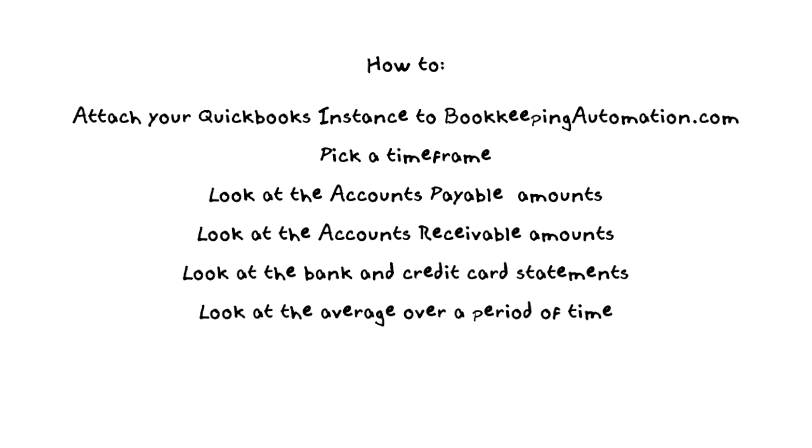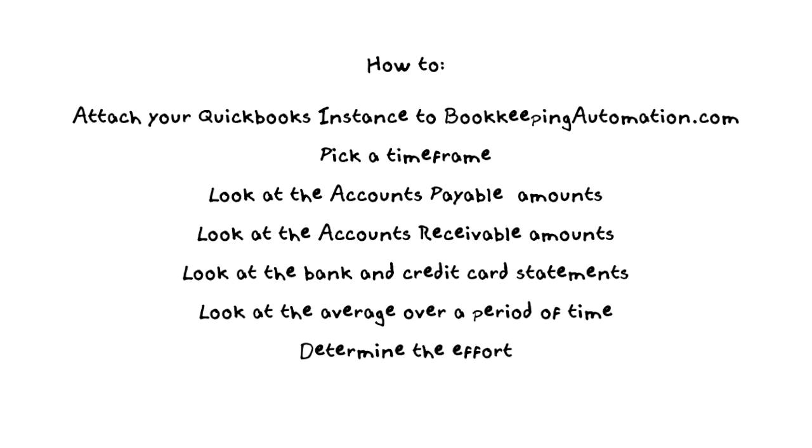Then what you do is, over that period of time, look at an average that you would do over a monthly basis. So if you went over 12 months, then basically take that sum of the accounts payable transactions, the accounts receivable transactions, and the bank and credit card statement transactions, add them up, and then average that out over a period of time, so on a monthly basis, so you can figure out what that would be.